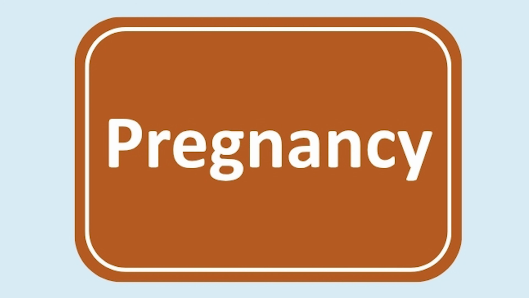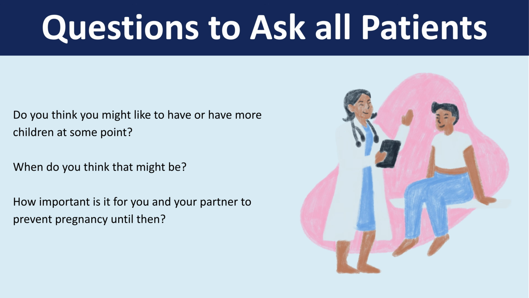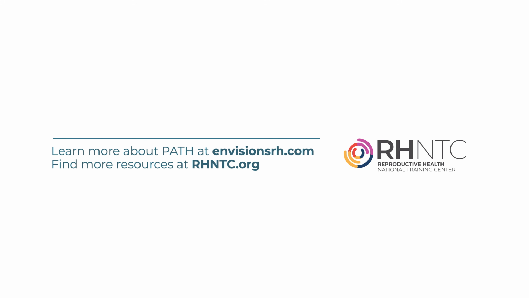A client-centered way to start the conversation is to ask, do you think you'd like to have children or have more children at some point? Then you can ask follow-up questions such as, when do you think that might be? And how important is it for you and your partner to prevent pregnancy until then? If they are interested in pregnancy prevention, then discuss referral to appropriate services for birth control or provide birth control if appropriate in your clinical setting. You can find additional resources here.